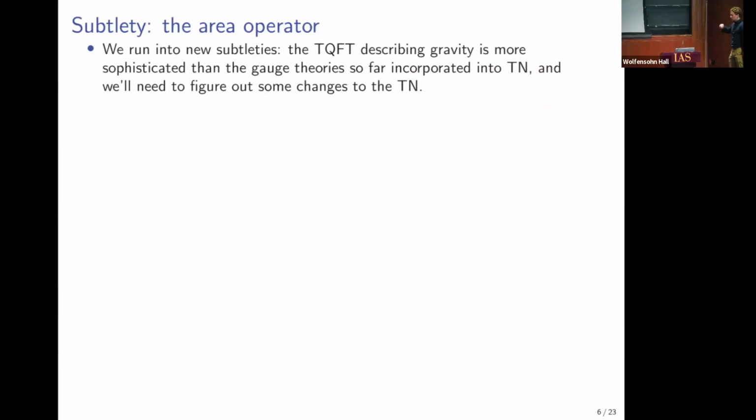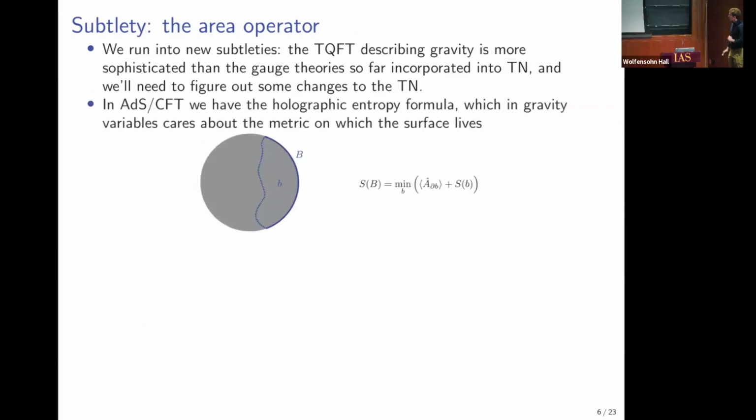And the idea of the subtleties is that this TQFT describing gravity is more sophisticated than the gauge theories so far incorporated into tensor networks. So far, people mostly thought about regular lattice gauge theories satisfying, you know, Gauss's law only. So we're going to need to figure out some changes to the tensor network to make it work like we want. So let me explain these subtleties.